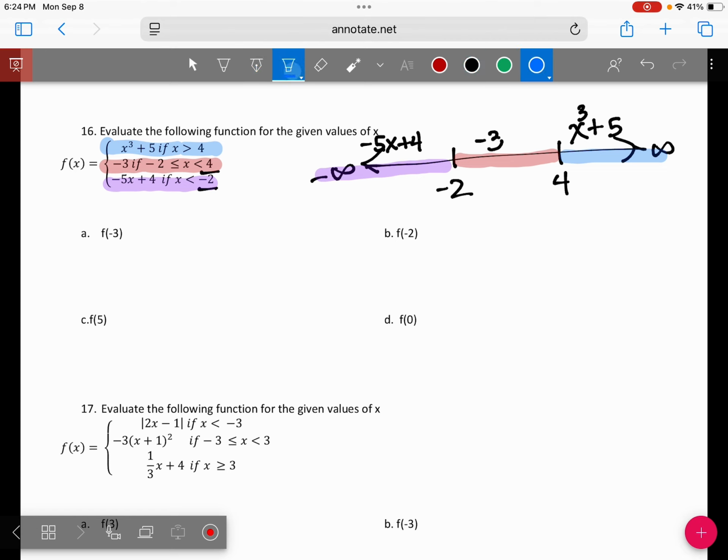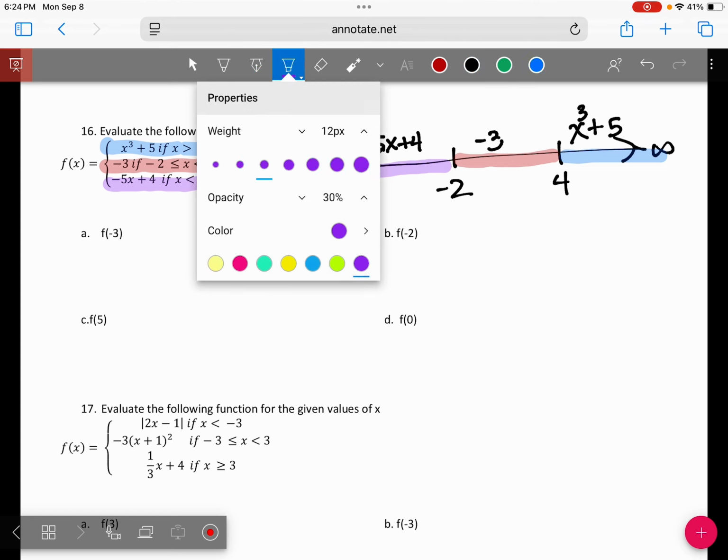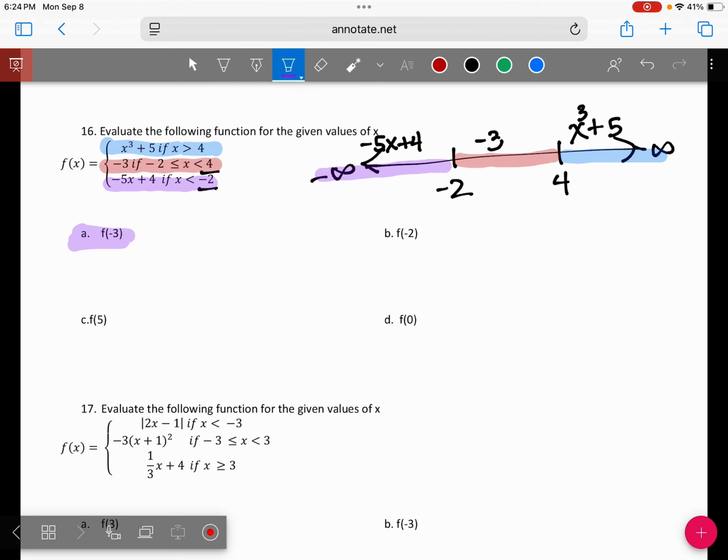So that means that I am going to use my negative 5x plus 4. You're only substituting these numbers into one function, but you need to figure out what is the function. What function has control over that number? Negative 3 falls over here. So that would be negative 5x plus 4.